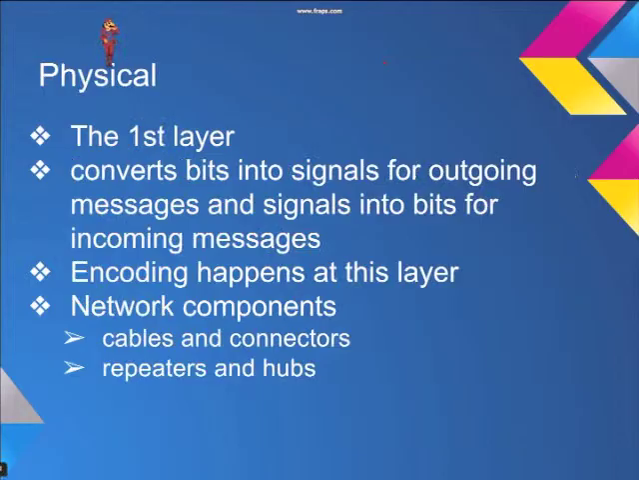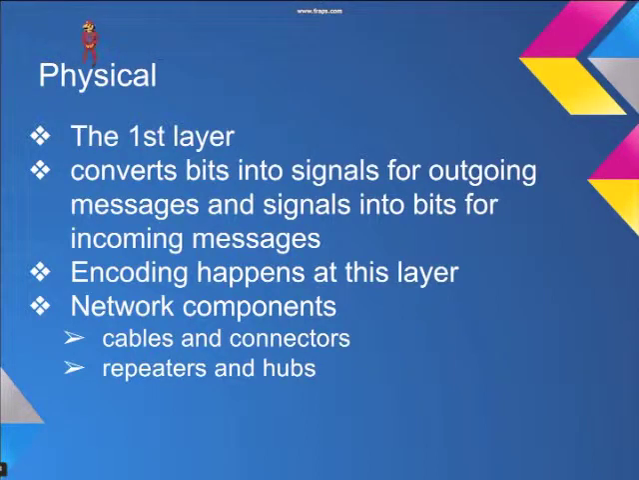Last but not least, the job of the physical layer is to convert bit signals for outgoing messages and signals into bits for incoming messages. The type of signals generated depends on the network medium. And the physical layer also specifies how to encode ones and zeros. Encoding is representing zeros and ones by a physical signal, such as electrical voltage or light impulse.